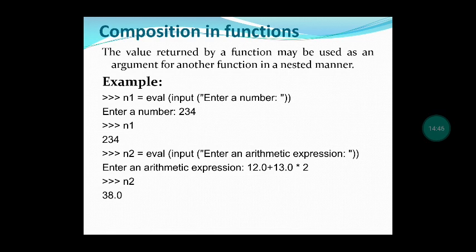See the next example, n2 equal to eval of input, enter an arithmetic expression. What expression is given? 12.0 plus 13.0 into 2. So we are getting the output as 38.0. You may think how 38.0 will come like that? You will think 12 plus 13, that is 25, 25 into 2, 50 only will come. No, it is wrong. We have to use the BODMAS rule, that is bracket, order, division, multiplication, addition and subtraction. In this expression, first we have to evaluate the star. So 13 into 2, we got 26. 26 plus 12, 38. So this is the output for n2.